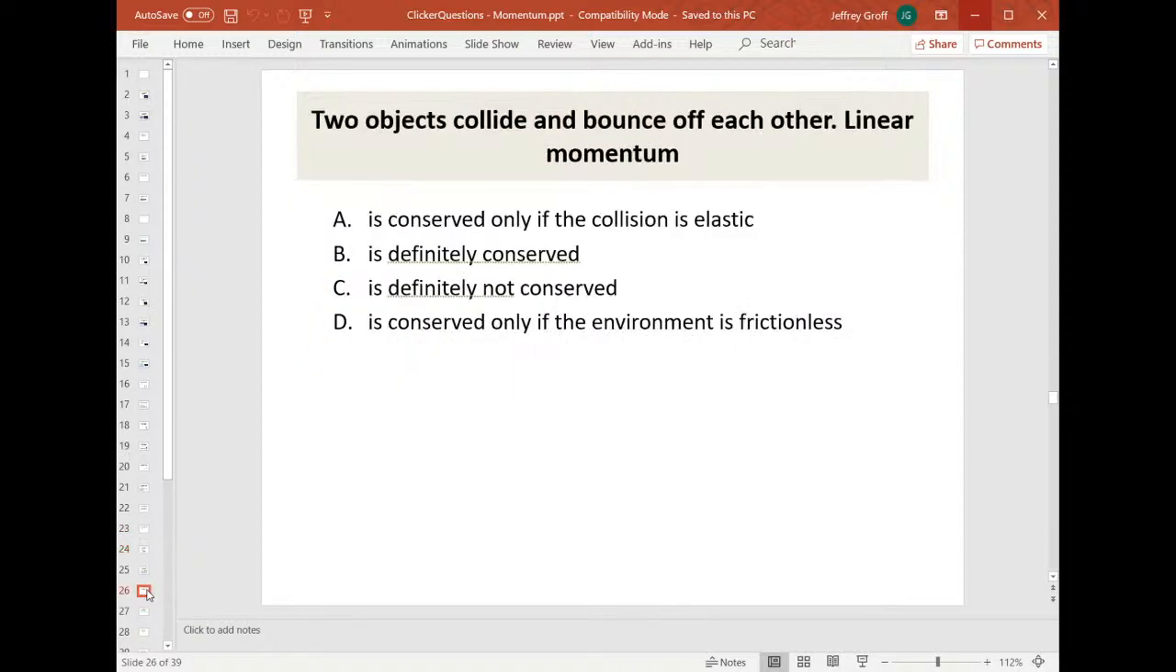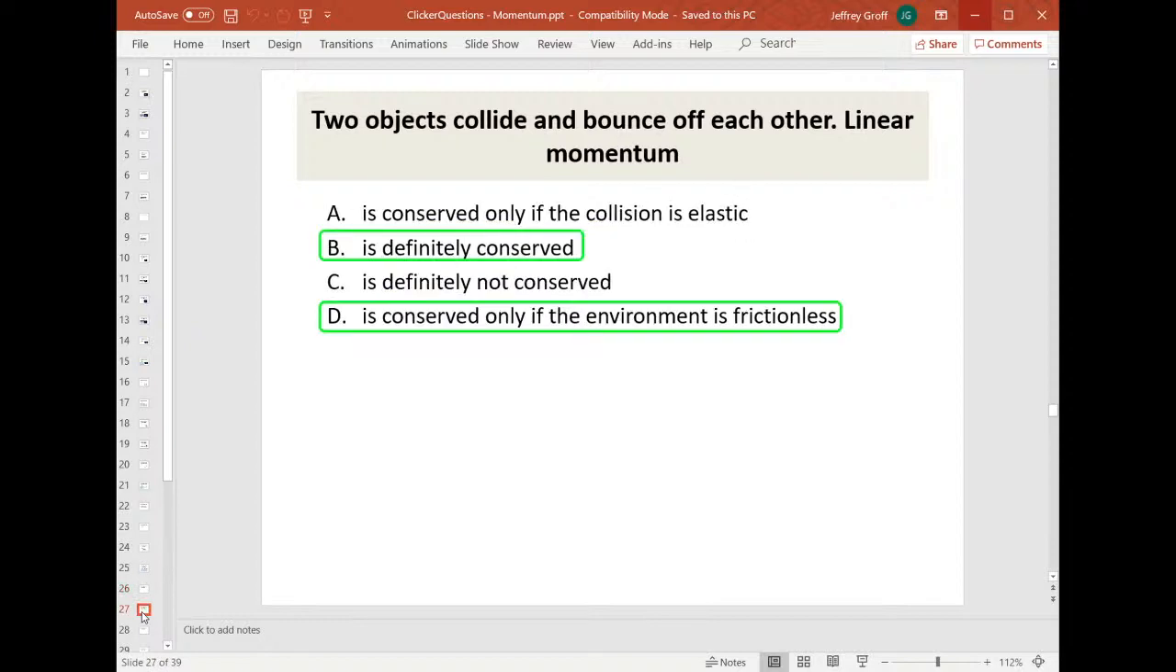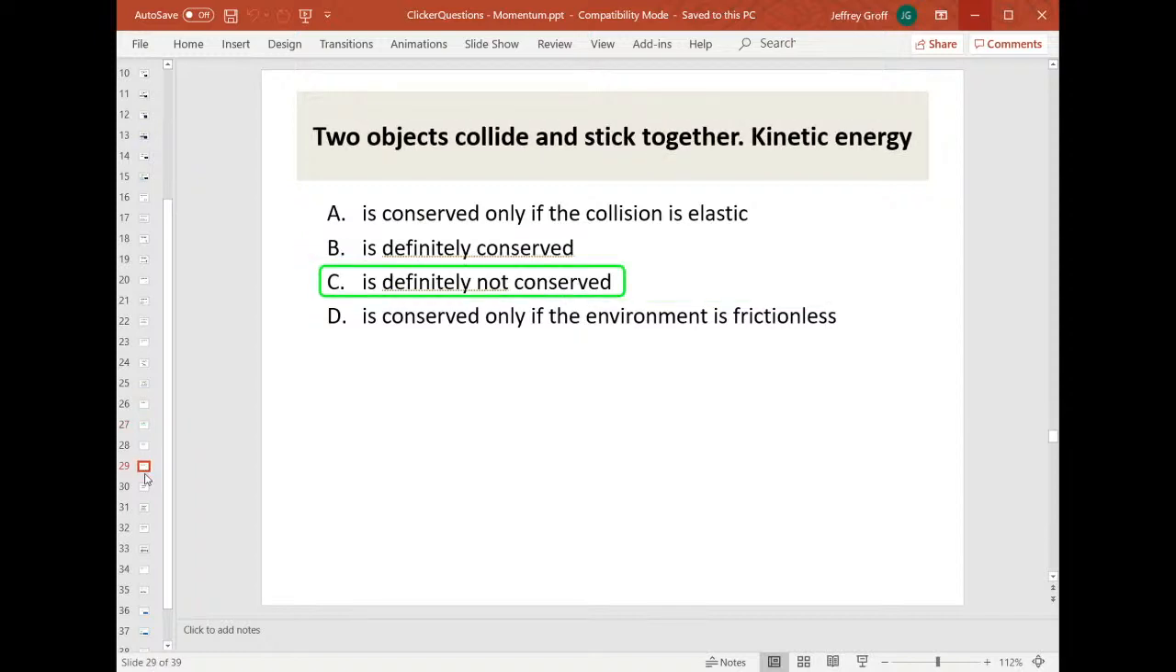I might have one more here. This one's easy. Two objects collide and bounce off of each other. Linear momentum is definitely conserved, or this is a poor question for an exam. Conserved only if the environment is frictionless. So both of those answers would be correct.